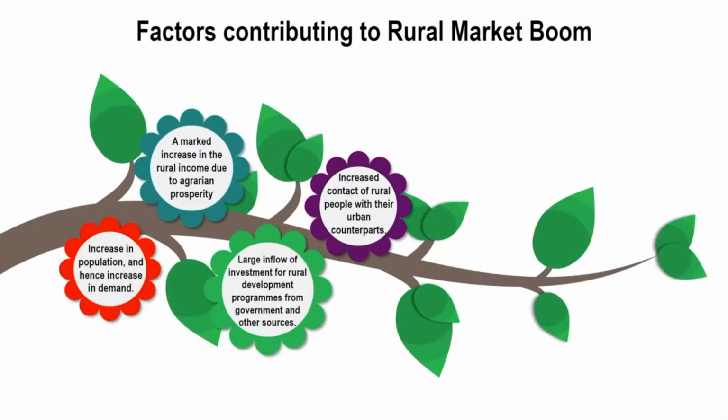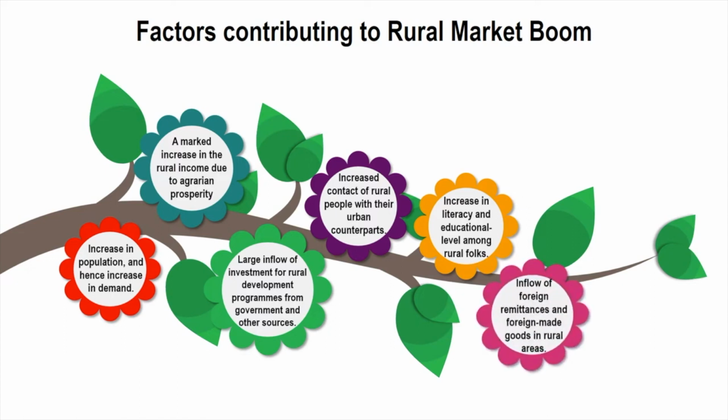Then increased contact of the rural people with their urban counterparts. This is happening now, and that is due to the development of transport and a wide communication network. Increase in literacy and educational level among rural folks. More and more people are now going in for primary or secondary education, and some are even going for university education. So, inflow of foreign remittances in certain parts of the country is also leading to rural market boom.